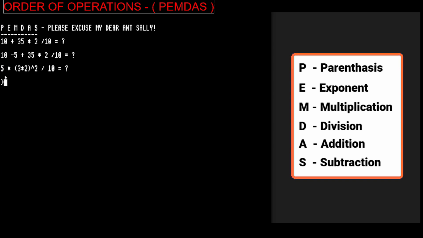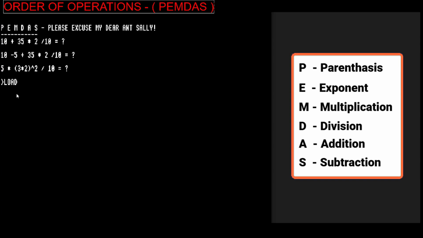And then the last one, we've actually got an exponent and a parenthesis in there. So a parenthesis first, so 3 times 2, which is 6. Raise it to the power of 2, which is 36. And then we go back to the beginning, and we say multiplication. 5 times 36 is 180. Divided by 10 equals 18. So that's what I think it is.